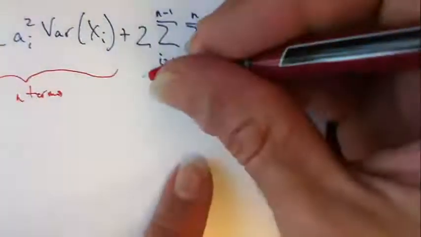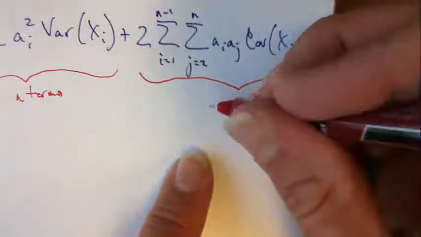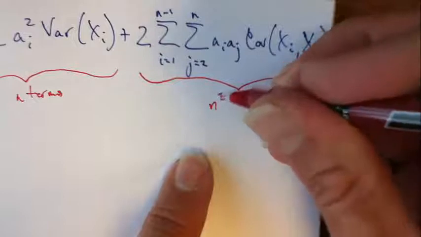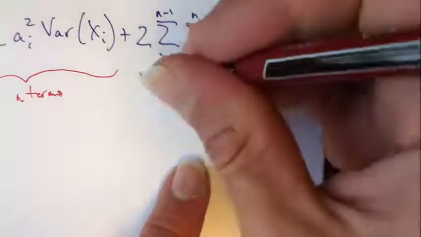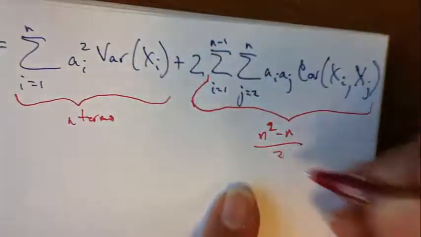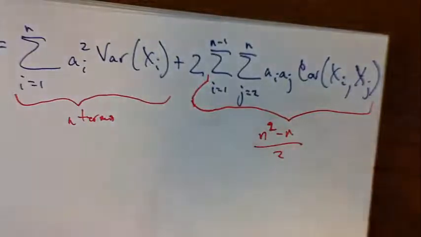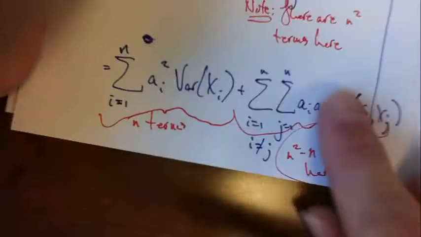Over here, all we've done is note that you still have n squared minus n terms, but if you just look at the sum, you've got half that many. Because if you look back over here, you see some of these terms are going to be the same.